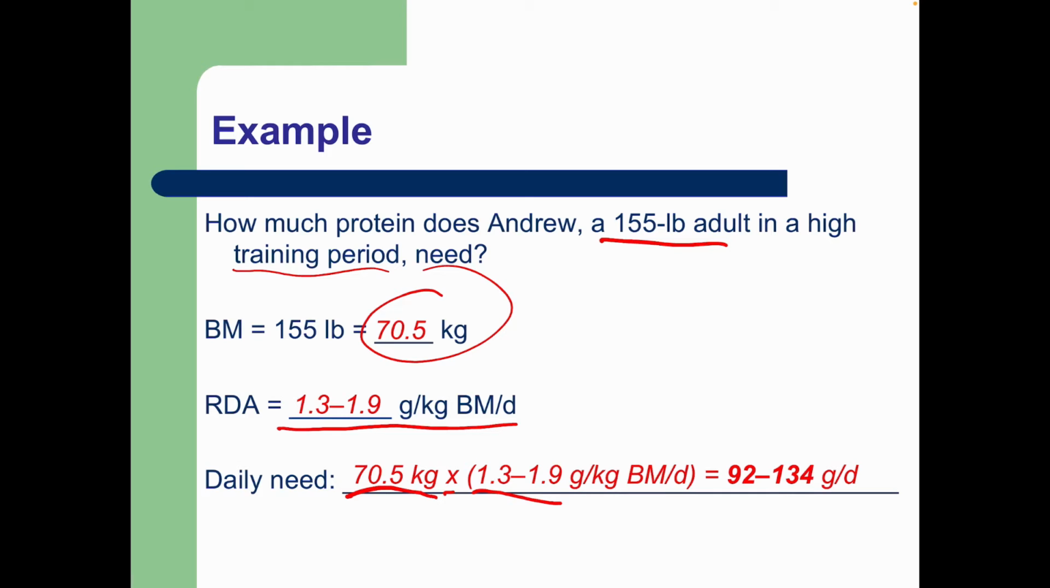1.39. Essentially, the reason you multiply by both is to get the range. And again, this is not minus, just range. Sorry about that. So the lower end would be 92, where the higher end would be 134 grams per day.